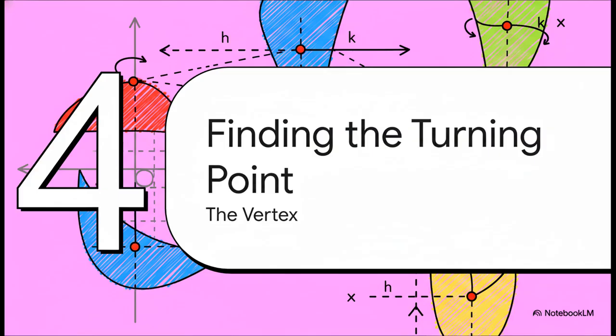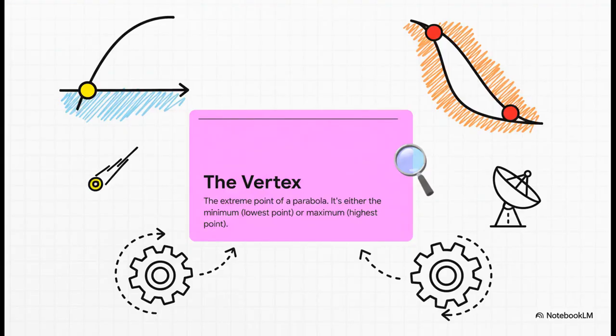So when we use H and K to slide the parabola around, what we're really doing is deciding the location of the single most important point on the entire curve. It's the point where everything turns around. This critical spot is called the vertex. If the parabola opens up, the vertex is the absolute lowest point, the minimum. If it opens down, it's the absolute highest point, the maximum. And being able to find this vertex is the key to solving some really fascinating problems.